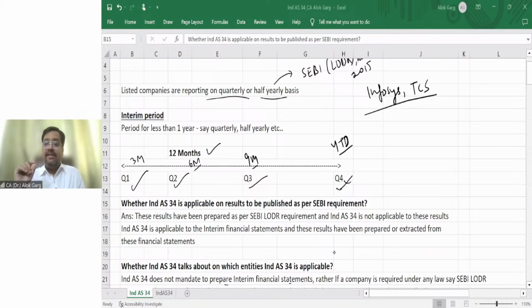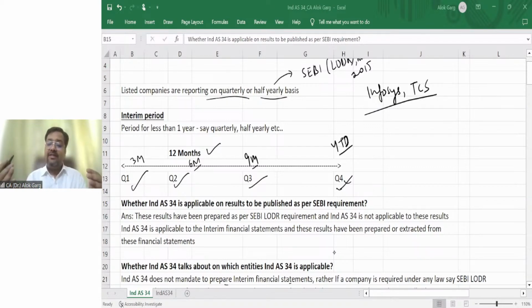So friends, in SEBI regulation, they have given a specific format for the results, right? It is not a complete financial statement. They have given the format for the disclosure of results. Now the question arises, whether on those results, Ind AS 34 is applicable. Answer is no. On those results, SEBI regulation is applicable, but these results have been prepared as per Ind AS 34.